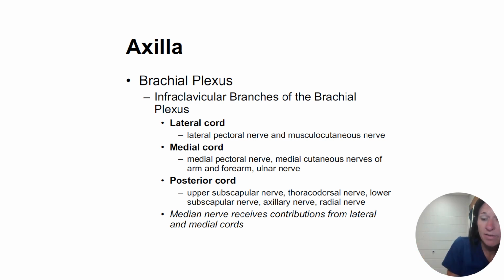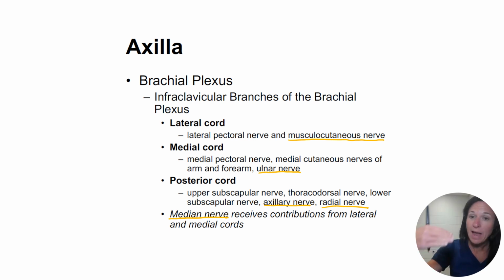And we can see that musculocutaneous comes from the lateral cord. Both axillary and radial come from the posterior cord. Now the median nerve gets contributions from both the medial and lateral cord. And then ulnar comes from the medial cord. So the cords, again, are named for their location relative to the axillary artery.